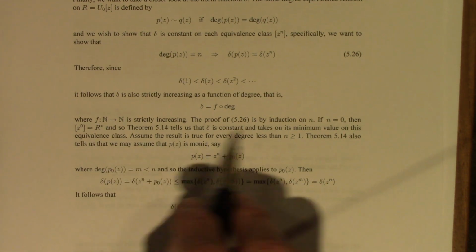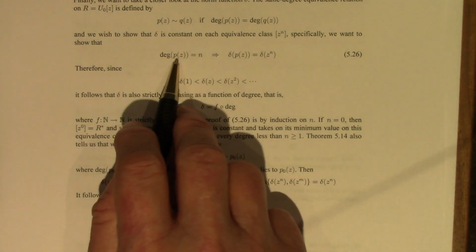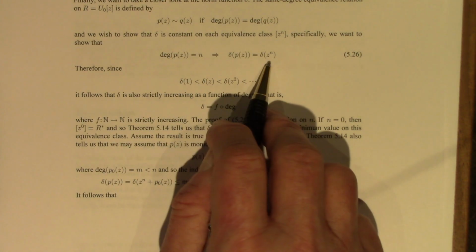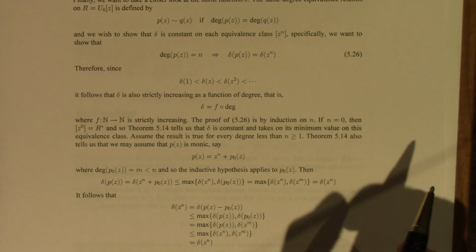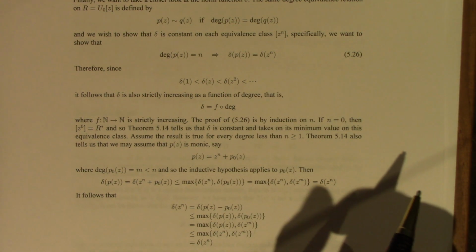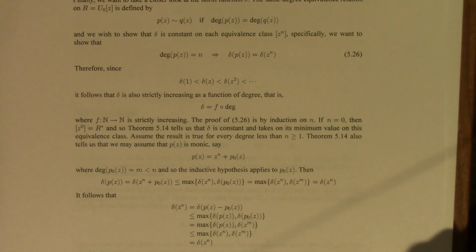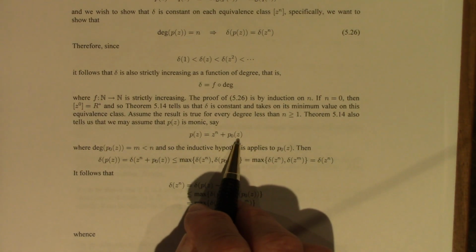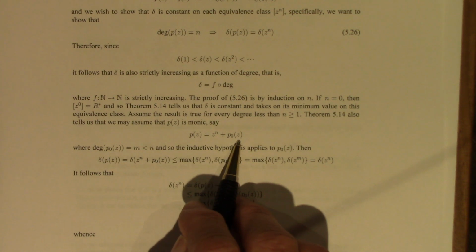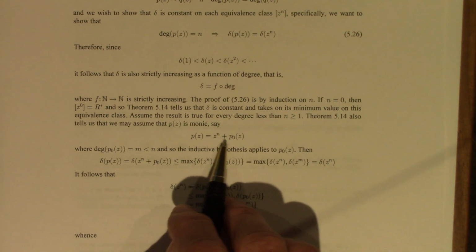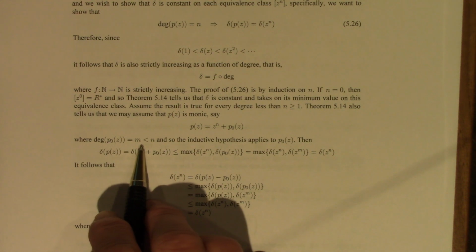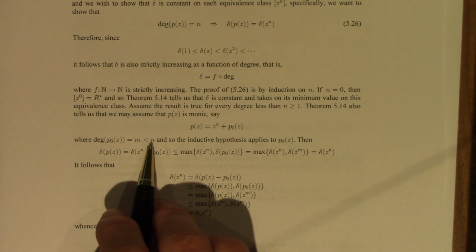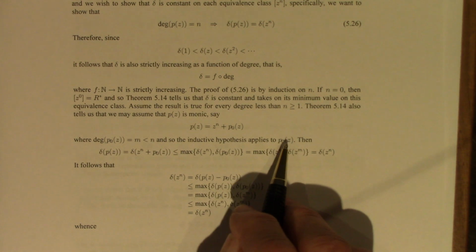So let p of x be such a polynomial. We need to show this for degree n. Well, we can assume that p of x is monic because that's just a matter of adjusting by a unit factor. So we can assume p of z looks like this, z to the n plus p naught of z, where the degree of p naught of z is, say, m less than n. So the inductive hypothesis will apply to p naught of z.